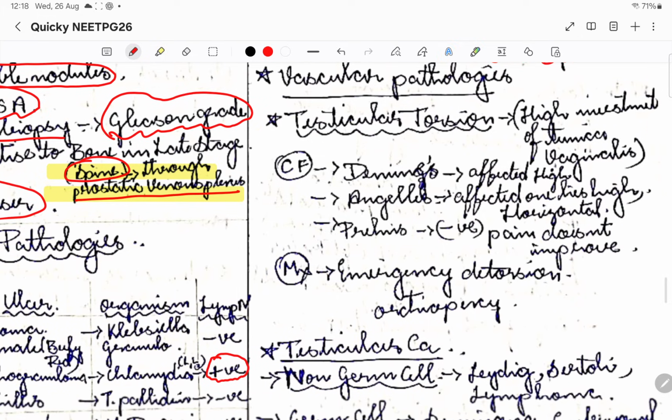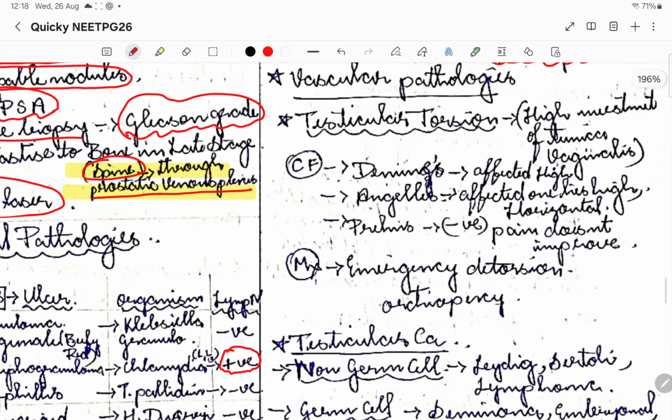Okay, coming to vascular pathologies, so basically testicular torsion. The high risk is most commonly because of the high investment of tunica vaginalis. Okay, so high investment of tunica vaginalis can cause testicular torsion.